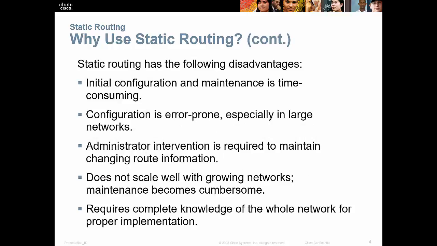The disadvantage, however, is that the initial configuration and maintenance is very time consuming. You have to touch every single router and enter those configs manually. It's very error prone because, again, you're doing it manually and people make mistakes. You have to intervene anytime a route needs to be changed, and it does not scale well, because with growing networks the maintenance becomes cumbersome. Again, you have to touch every single router to update the routing table. It also requires complete knowledge of the whole network for proper implementation. So you'd have to have the proper documentation that we talked about in Cisco 1. Make sure that you have your whole network documented, that you are not missing any routers, and that everything gets configured the same way.